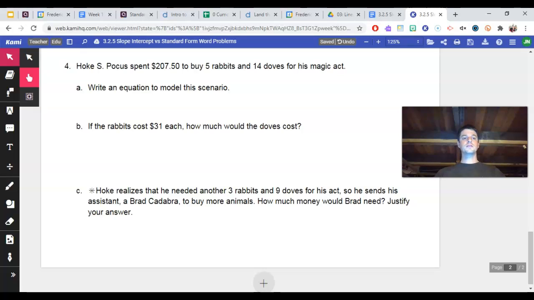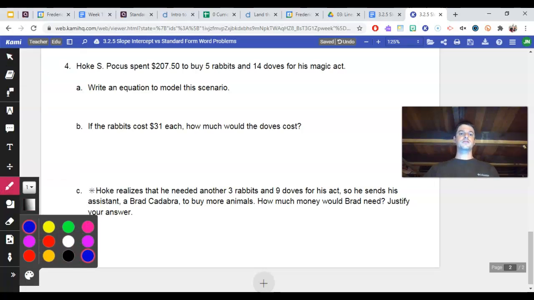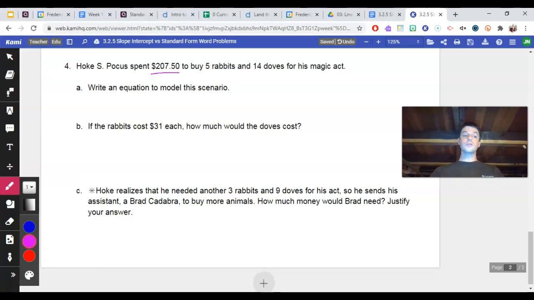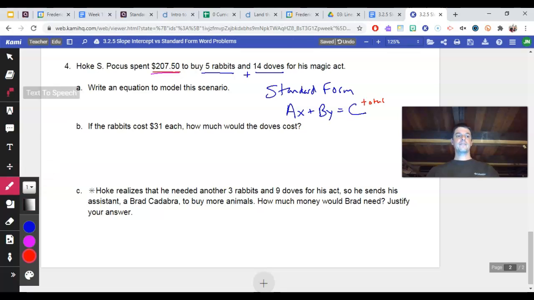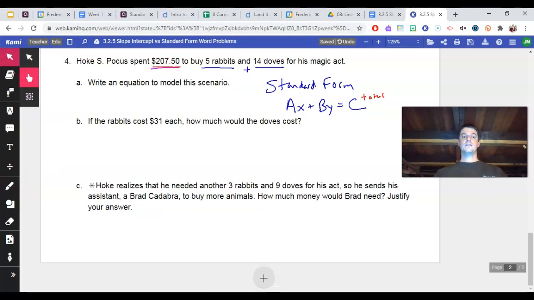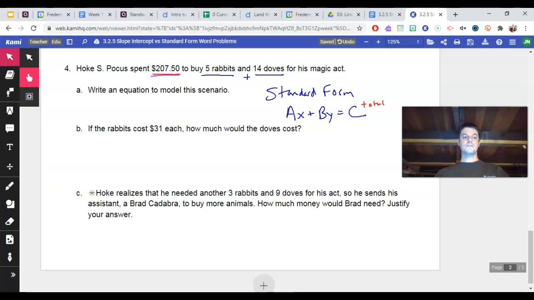For the next one, Hocus Pocus spent $207.50 to buy 5 rabbits and 14 doves for his magical act. The $207.50, that was a total he spent, and there are two things we're adding together, rabbits and doves. That means this is going to be a standard form word problem where you're going to have two things, ax plus by equals c. The total is c there. The total is going to be the $207.50. And that is the last one on this set.